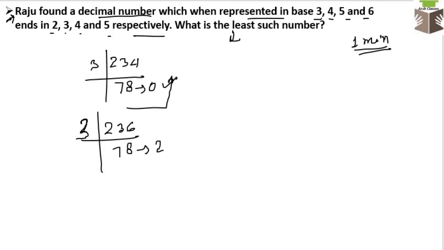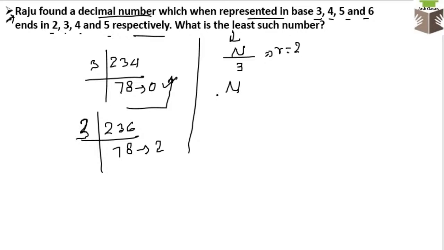What do you need to do? Because there is a number, this is the same thing, guys. There is a number, when divided by 3 we are getting the remainder as 2, and the same number when divided by 4 we are getting the remainder as 3, and the same number when divided by 5 we are getting the remainder as 4, and the same number when divided by 6 we are getting the remainder as 5.